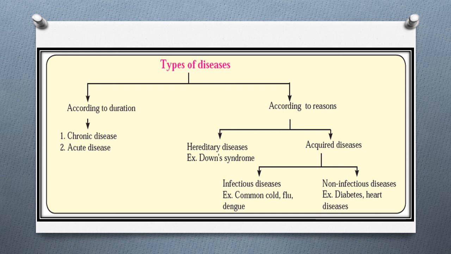Now the next is acquired disease. These diseases are not transmitted from generation to generation. That means human beings acquire these diseases at some particular time in their life. Students, in acquired diseases again we have two types. Infectious disease means a disease that can spread through infection from person to person, like common cold, flu and dengue. And next are non-infectious diseases like diabetes and heart disease. These diseases are not infectious, that means they are not transmitted from person to person.